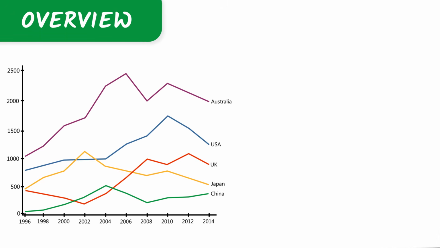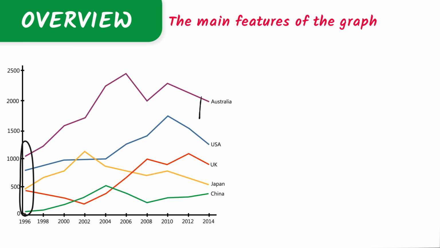It's very, very important. You have to write the main feature which strikes you when you take a look at this graph. So, what is the main feature here? You can see that the amount of money spent by tourists from almost all these countries increased from 1996 to 2014. And we should also talk about some fluctuations here. We can say, for example, there were some fluctuations in this period of time, right? So this is a very good overview paragraph.